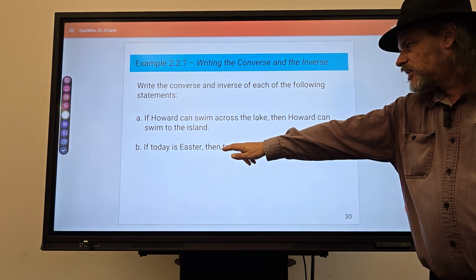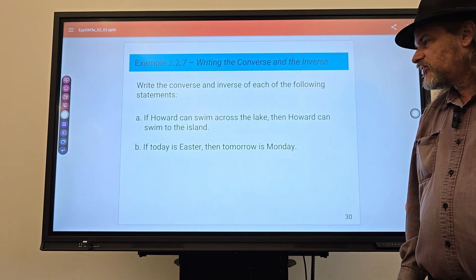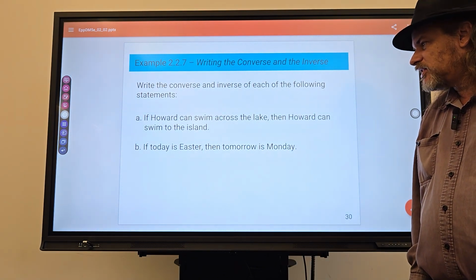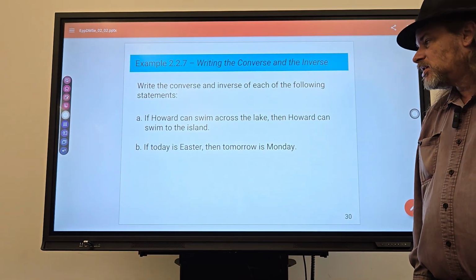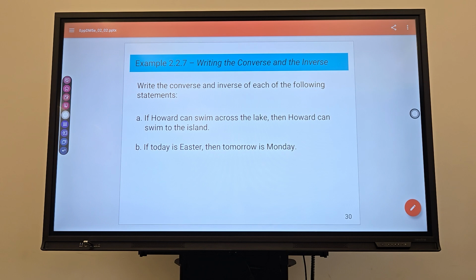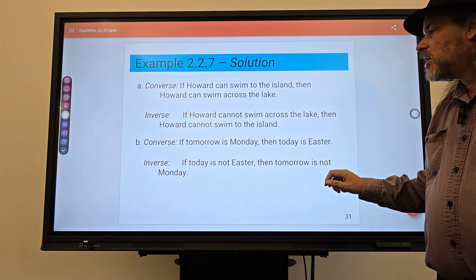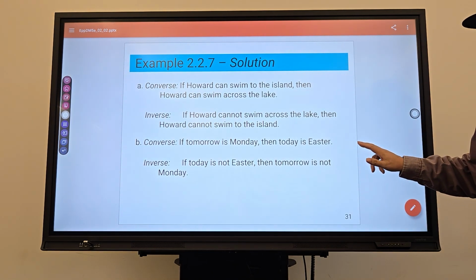The same is true with the converse and inverse of the second statement. Converse would be if tomorrow is Monday, then today is Easter. Not necessarily. And then if today is not Easter, then tomorrow isn't Monday. Again, not necessarily true. So, there you go, the converse and inverse of each of those statements.